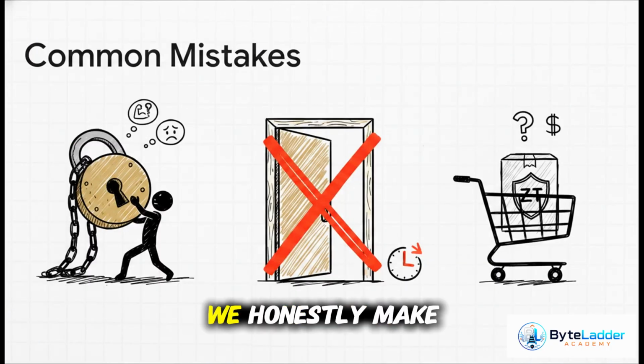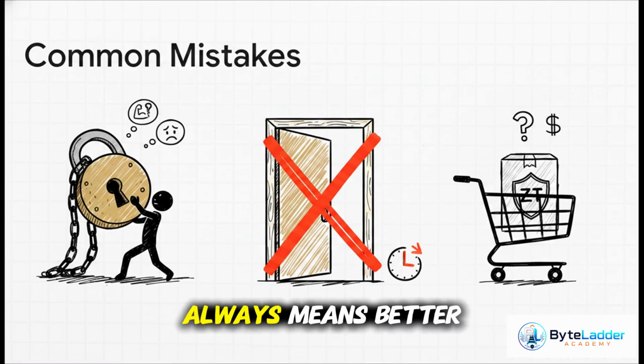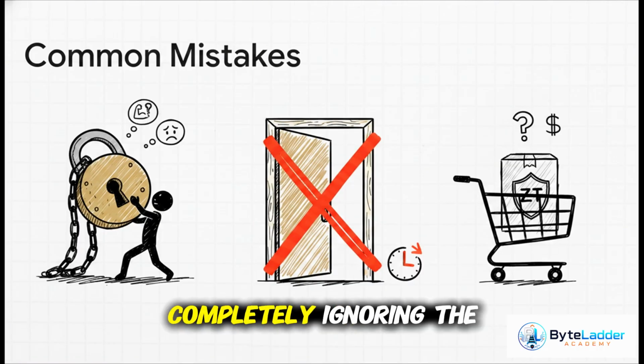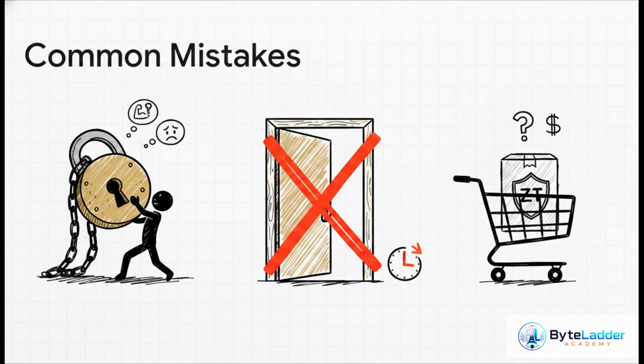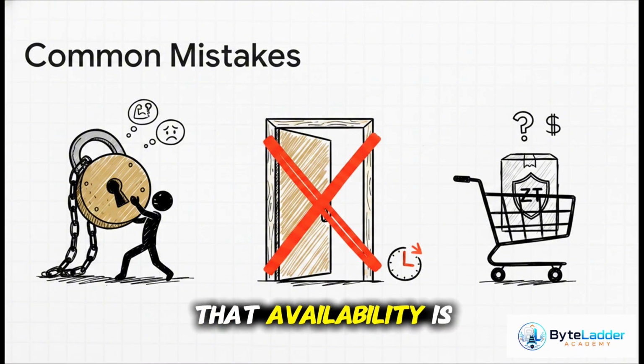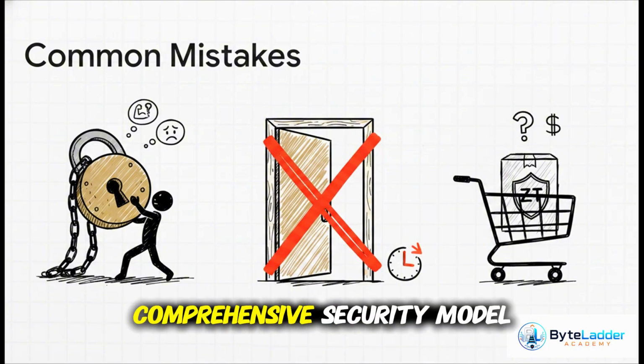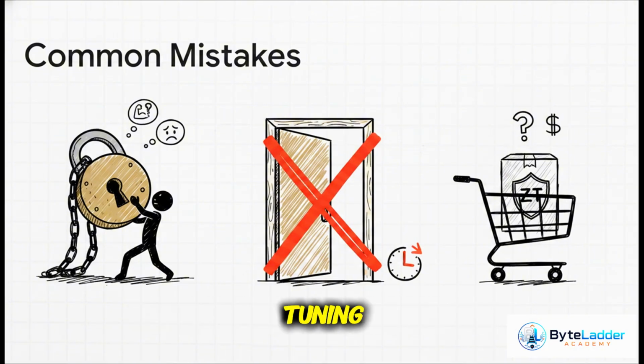Because as defenders, we make some pretty critical mistakes that throw our scale out of balance. We fall into the trap of thinking that stronger security always means better security, ignoring the user experience. We confuse authentication, who you are, with authorization, what you can do. We forget that availability is a core pillar of security. And we mistakenly treat Zero Trust like a single software product you can just buy off the shelf, rather than a comprehensive security model that needs continuous tuning.